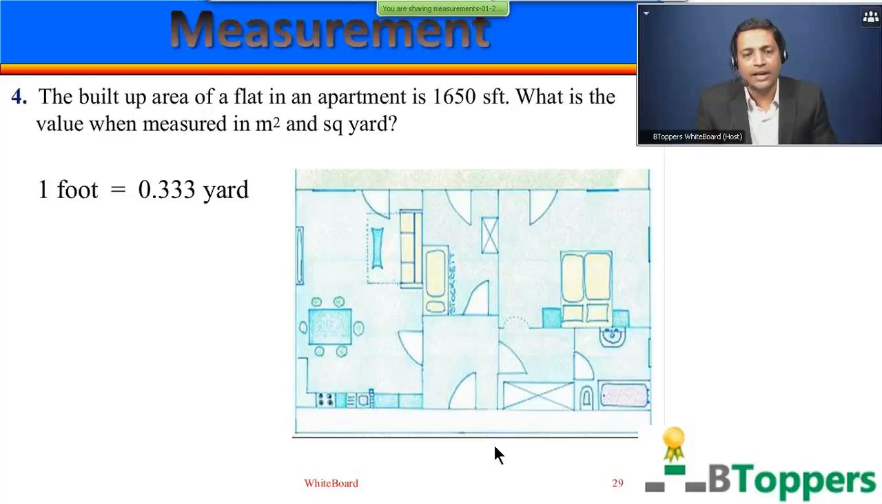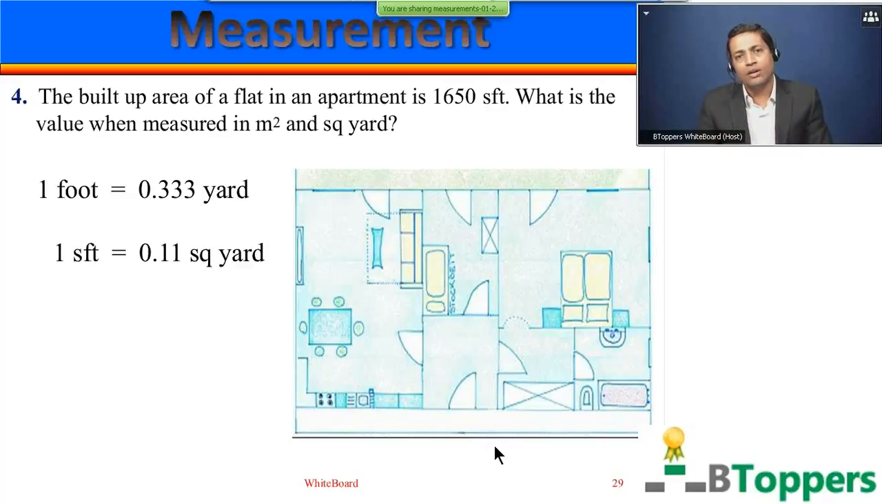Similarly, we can get the value in square yards also. For that, we use the conversion factor. 1 foot is 0.33 yard. So how much is 1 square foot? 1 square foot will be 0.11 square yard. Again, you just have to square the previous equation and you get this value.